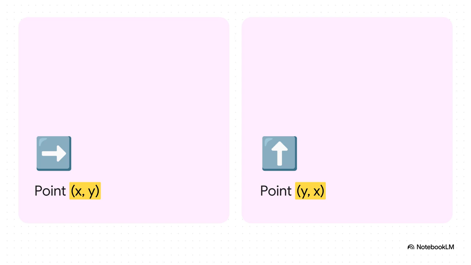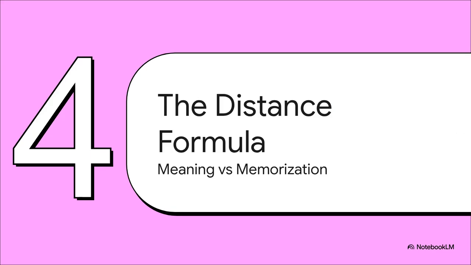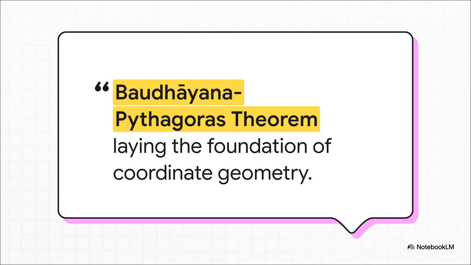You have to walk horizontally to the elevator before you can ride vertically up or down. Walk first, ride second. All right, Section 4, let's tackle the dreaded distance formula. If you open any math textbook, you'll see this terrifying, massive algebraic formula for finding distance. I want you to just completely ignore it for a second.